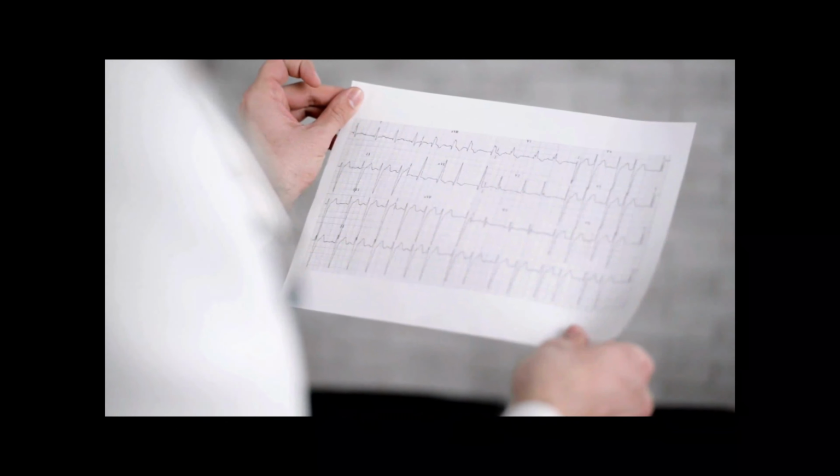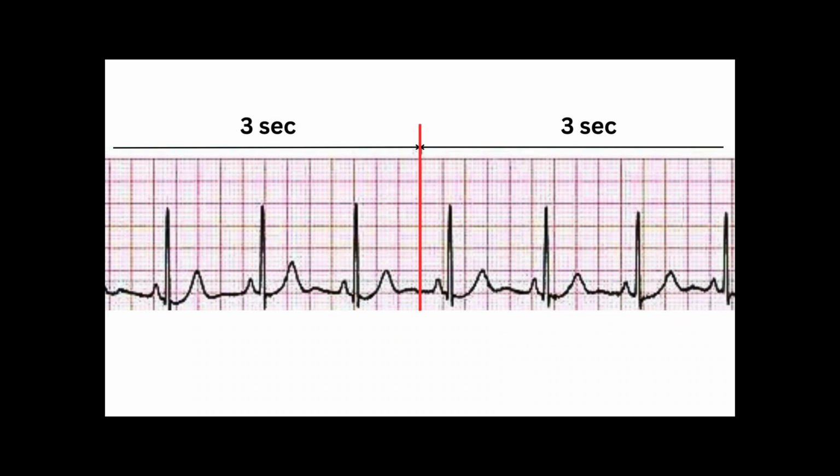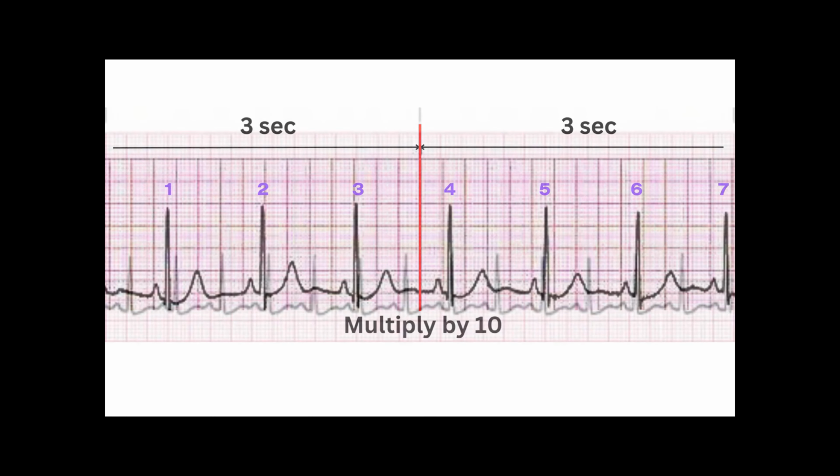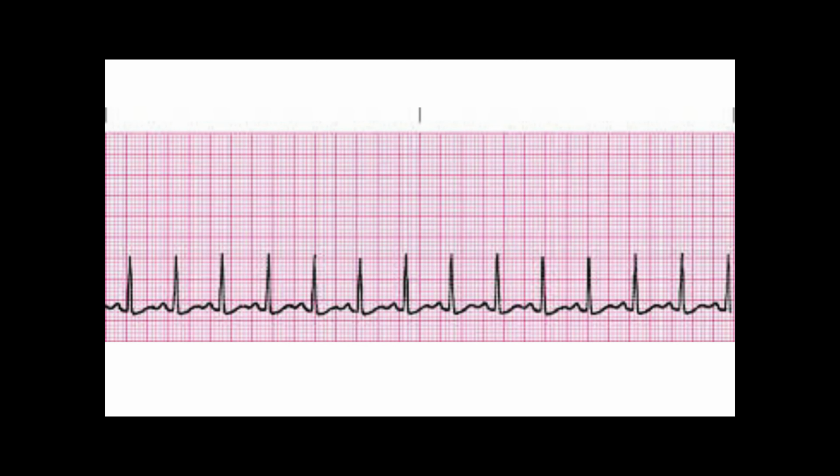Let's dive into practical skills by determining the heart rate using a 6-second strip. To find the heart rate, count the number of R waves within a 6-second strip and then multiply that number by 10. Here's another illustration for practice.